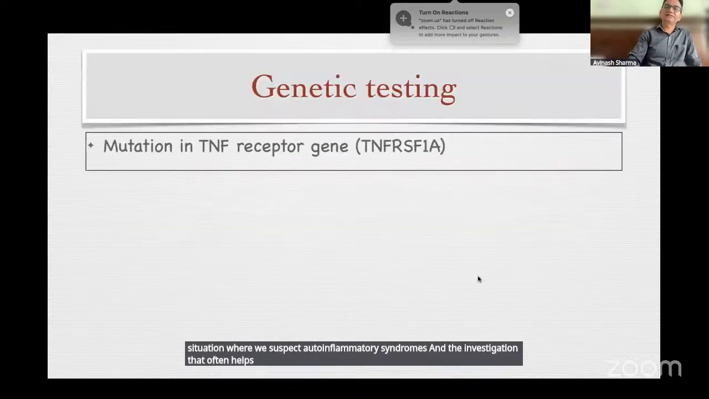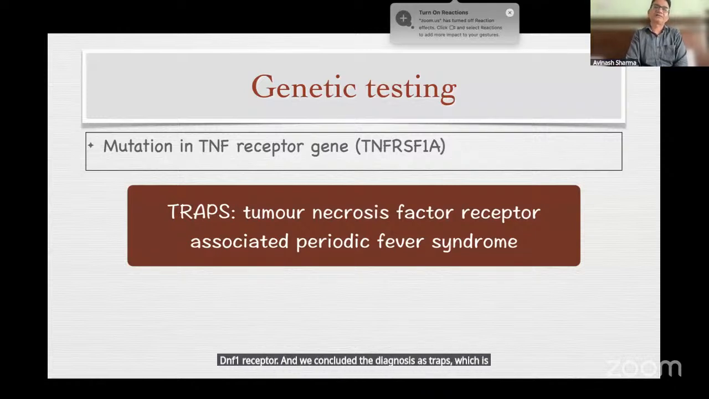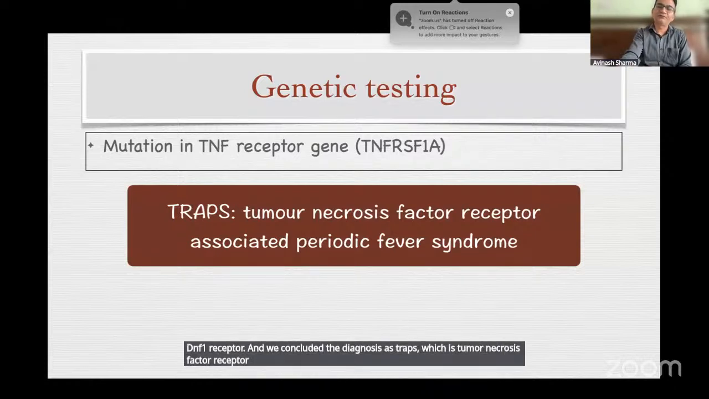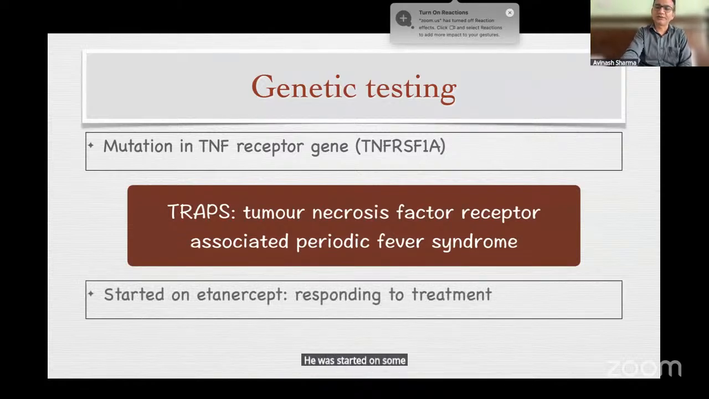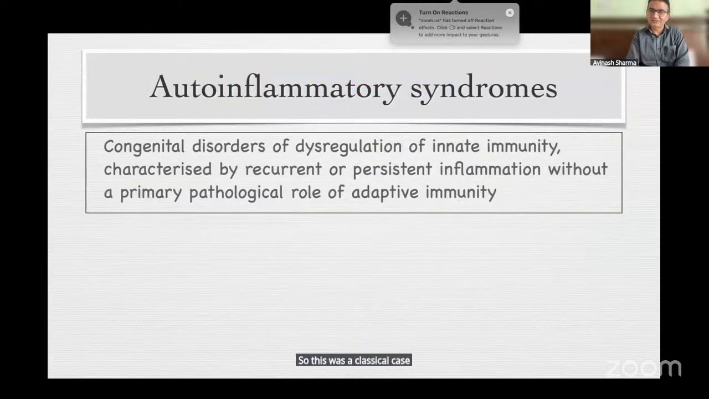The investigation that often helps is the genetic testing, which we got in this patient, and we found that he had a mutation in the TNF receptor gene, TNF1 receptor, and we concluded the diagnosis as TRAPS, which is tumor necrosis factor receptor associated periodic fever syndrome. He was started on some kind of treatment and is showing some response to the treatment. So this was a classical case of autoinflammatory syndrome, which is TRAPS.